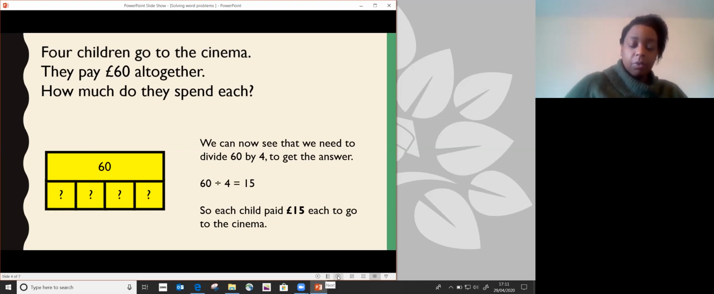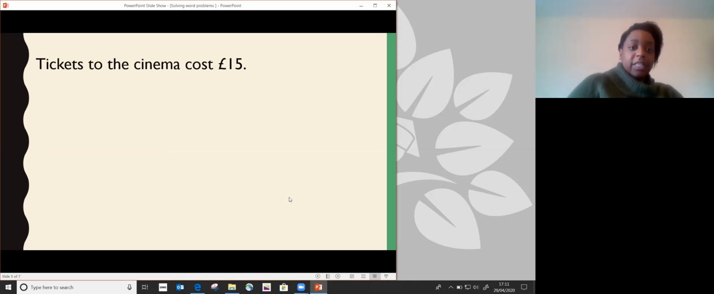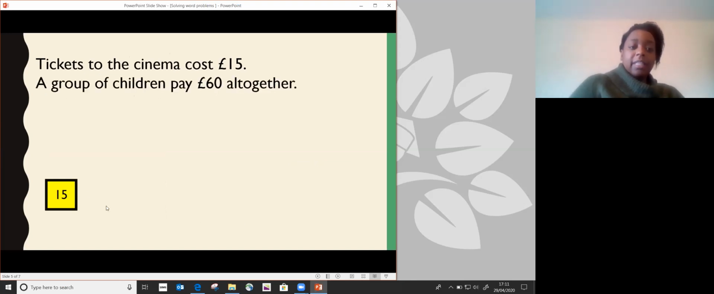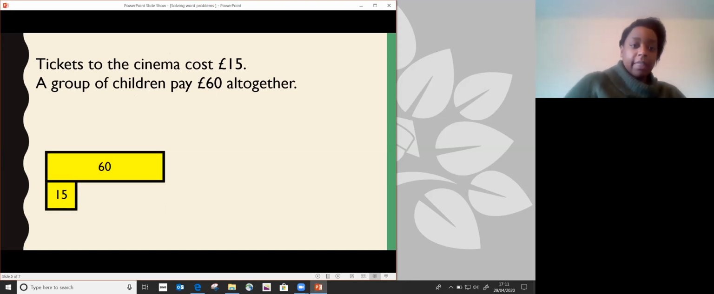And another way that sometimes questions are phrased: tickets to the cinema cost £15. So that's my one cinema ticket, £15. And this time instead, we're told that a group of children, so we don't know how many children. Sometimes you're told something in a problem, but you don't know how many parts there are. And we're told that altogether they pay £60. So basically what we now need to work out is how many of those 15s will make that 60.